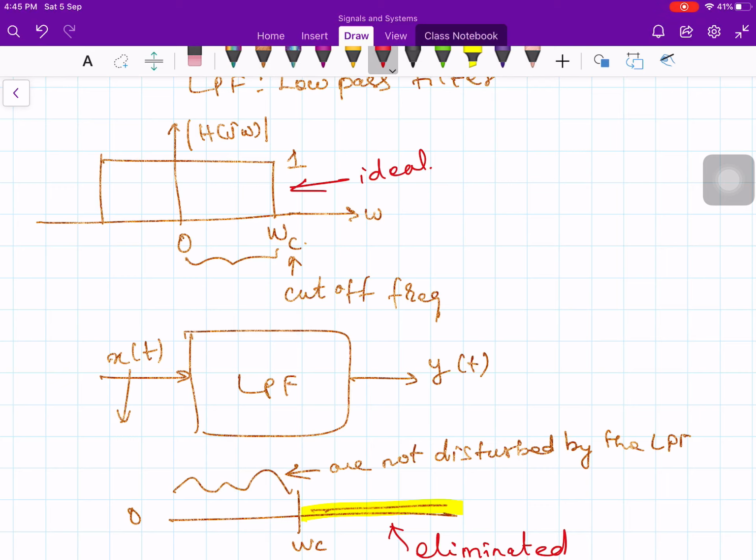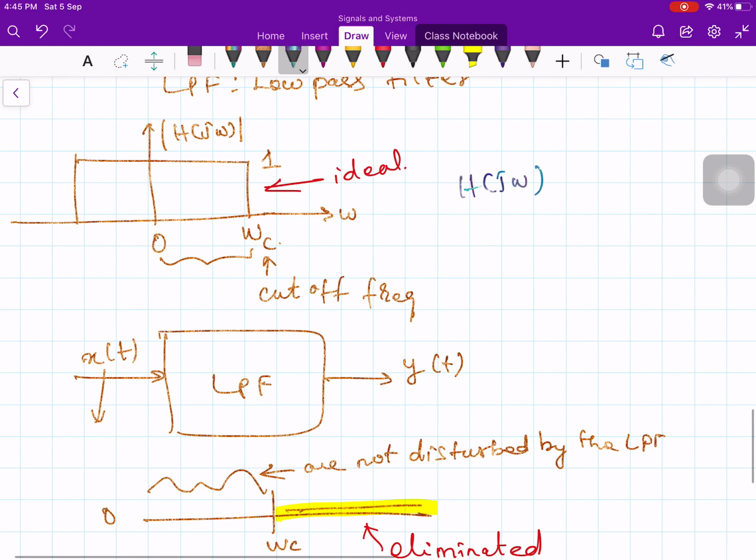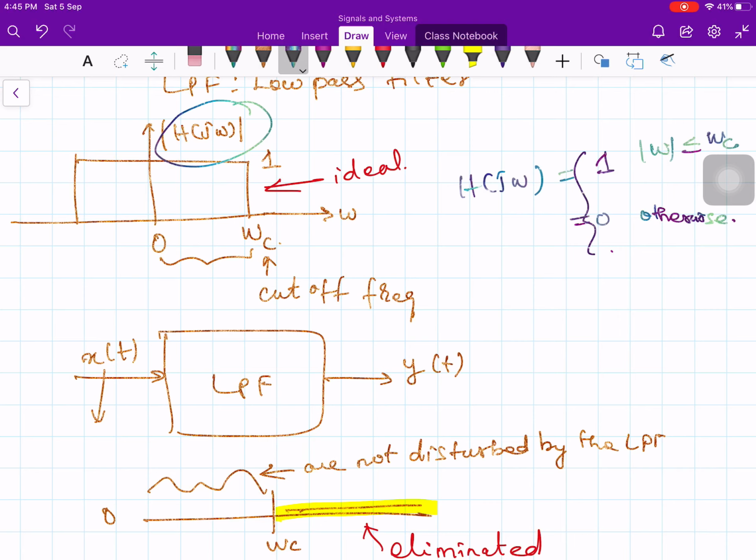Okay, so the frequency response function H(jω) can be considered to be 1 if the magnitude of the angular frequency is less than or equal to ω_c, and 0 otherwise. So this is the kind of response function that we have. Under these conditions, this is the magnitude of H(jω), and this is my H(ω).